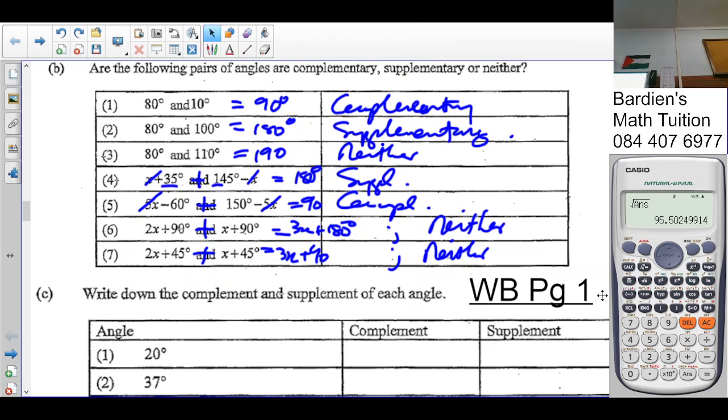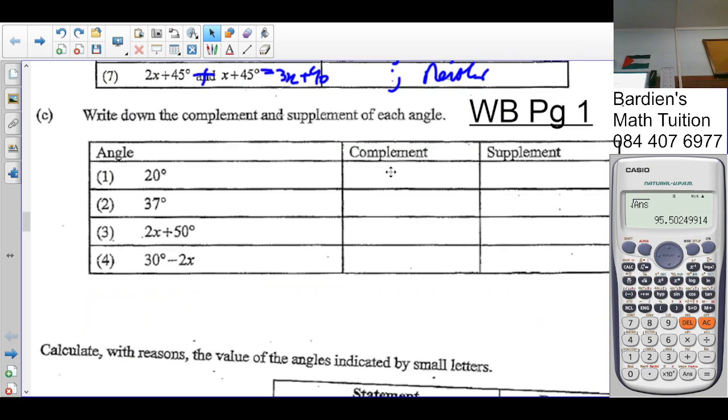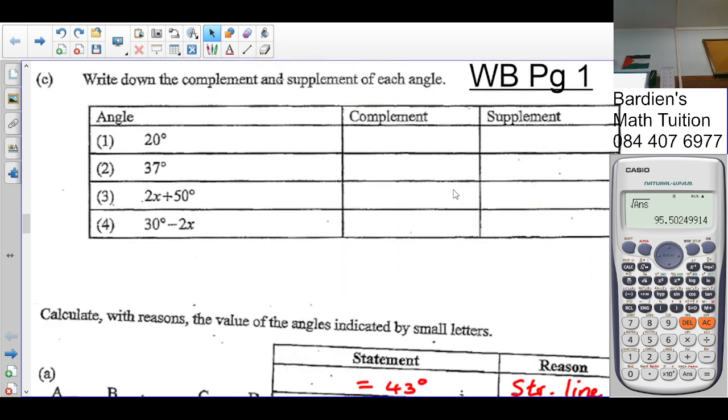You guys understand? And also if x was 30 degrees, then that would have been 3 times 30, which is 90, giving you complementary, and if it was 60 it would give 180, supplementary. So it depends what x is, but at this point we can just go with neither. Okay.